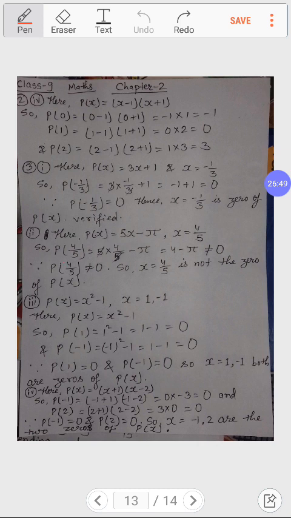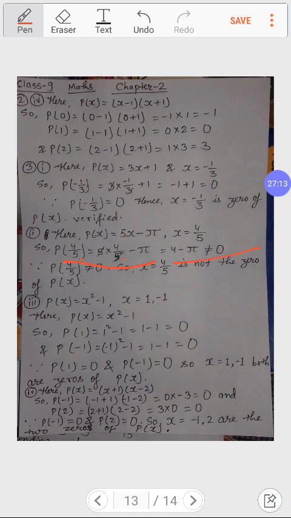So you can see here I had written p(x) is equal to p(4/5) is equal to 5 into 4/5 minus pi. Of course we had cancelled this, but it becomes 4 minus pi, which is not equal to 0. Even if we write the nearest value 22/7 also, then also it will not be equal to 0. So what we can write?